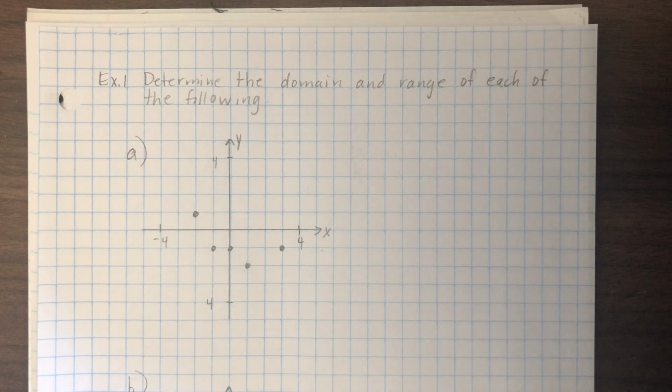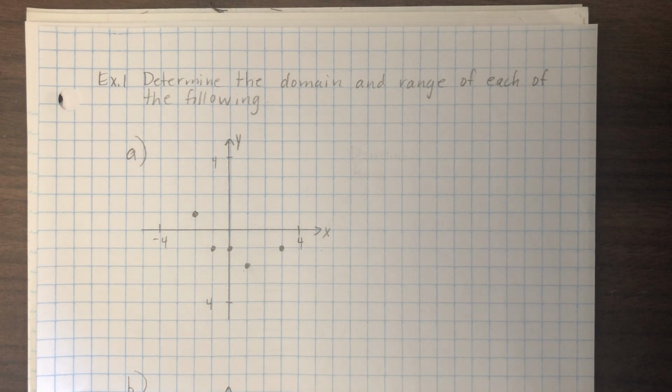Example 1, determine the domain and range of each of the following. In these two graphs, we have discrete data, so we have points. In order to state the domain and range, the easiest way is to state the coordinates in order from lowest to highest, and if any of them repeat, only state them once.